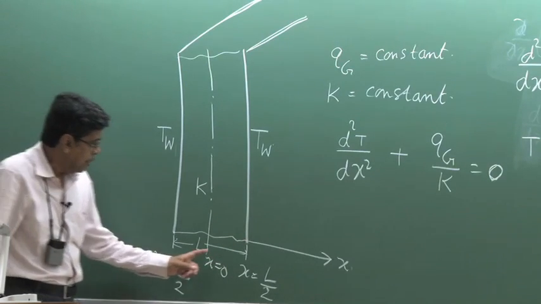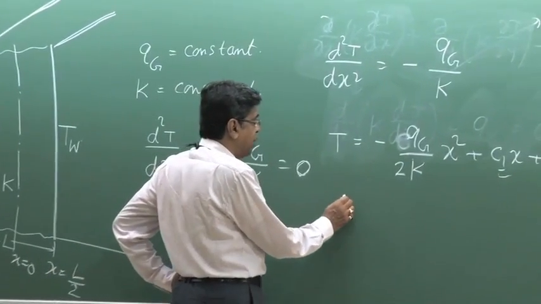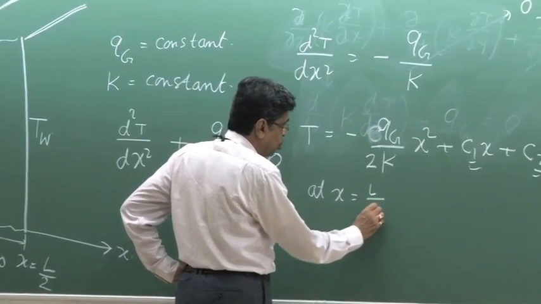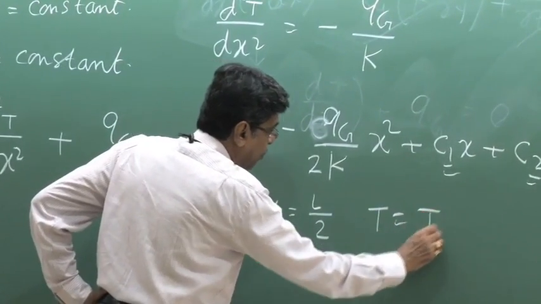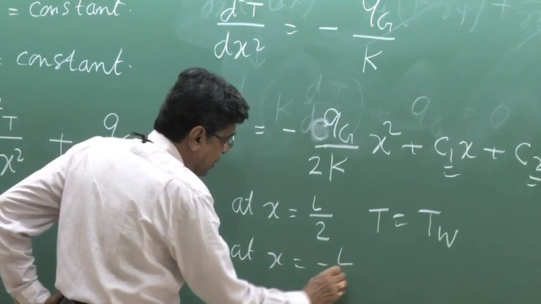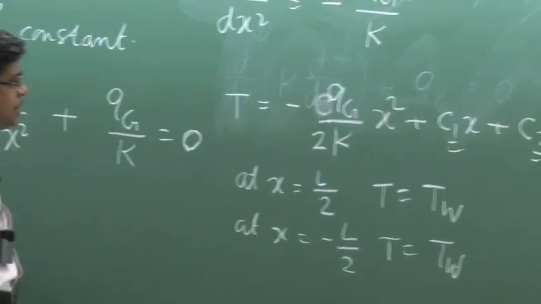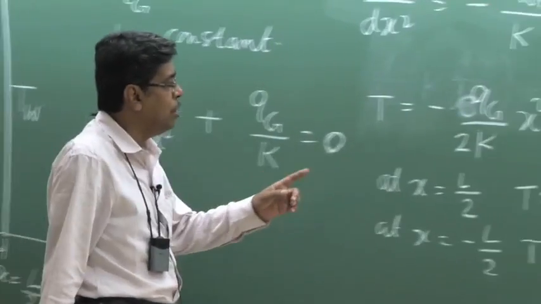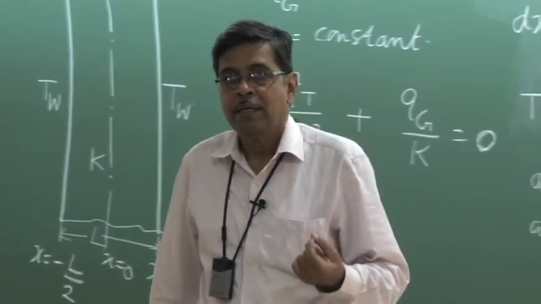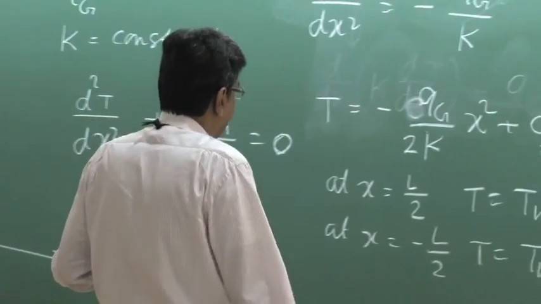Now, if you take the axis at the middle because of the symmetry of the problem, then boundary conditions is that at x is equal to L by 2, T is equal to TW. At the same time, at x is equal to minus L by 2, T is equal to TW. Now, if we use these two boundary conditions, C1 will be 0. Mathematically, C1 will be 0. But this C1 0 is obvious without writing the boundary conditions.